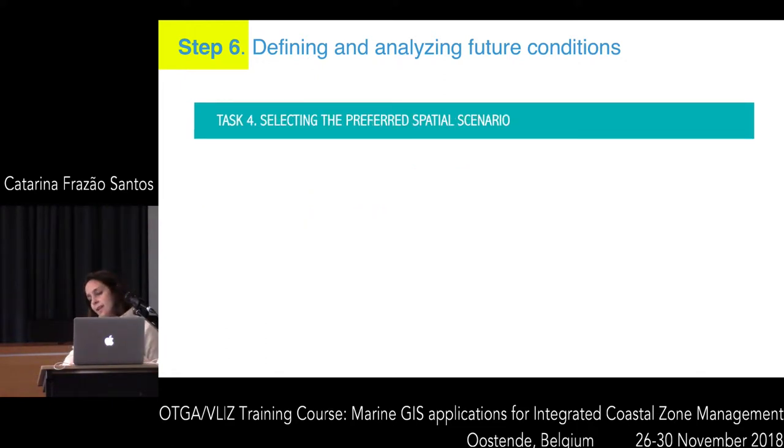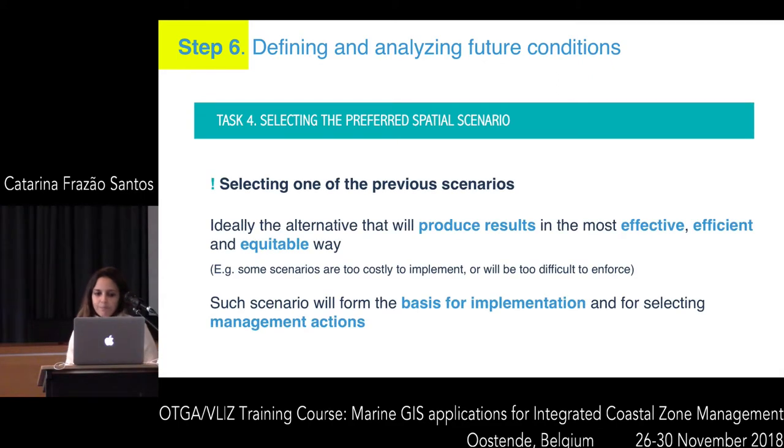And this is exactly task four, selecting the preferred spatial scenario, one of the previous ones, ideally the alternative that will produce results in the most effective, efficient, and equitable way. And it's important that we really look into the feasibility of the scenario. Some scenarios can be too costly to implement, others can be too difficult to enforce, and so all of this has to be considered. And the selected scenario will form the basis for implementation and for selecting management actions.